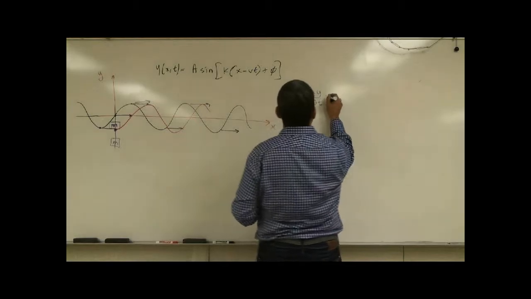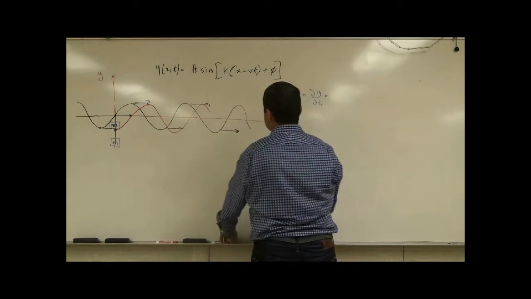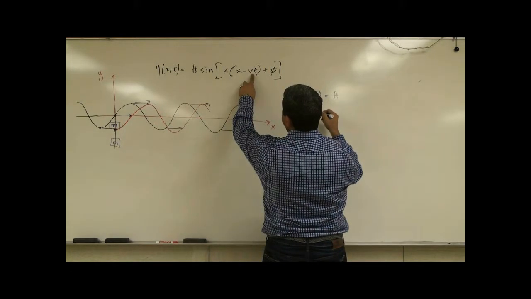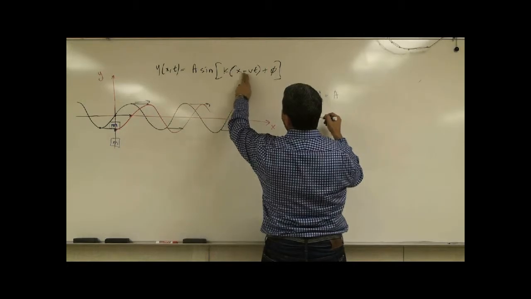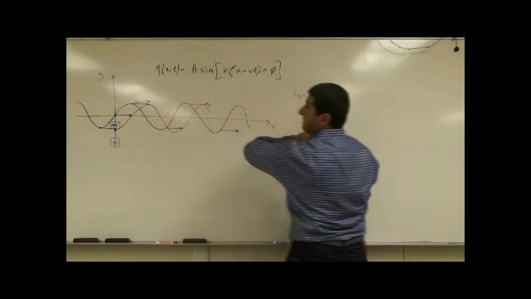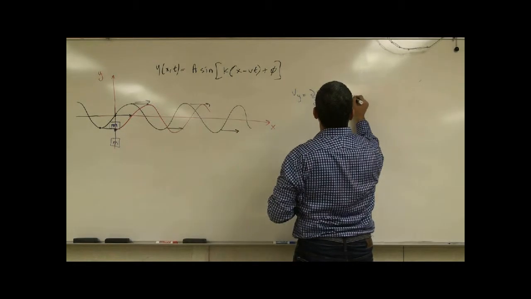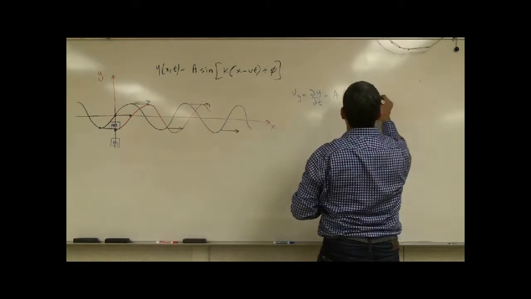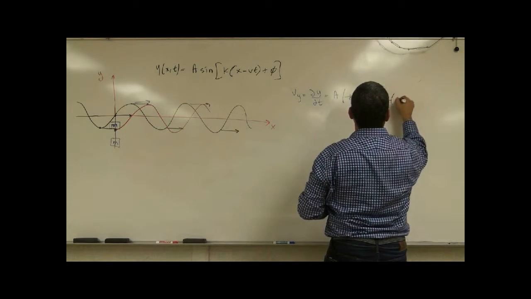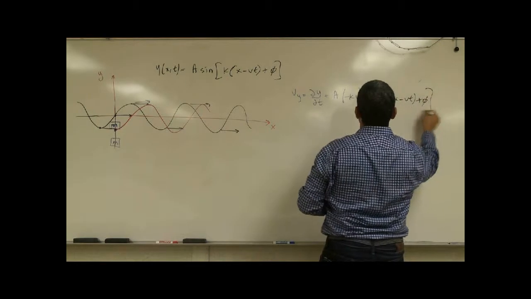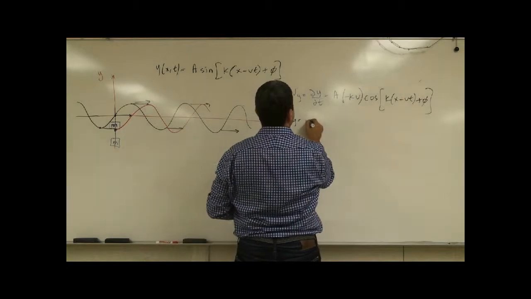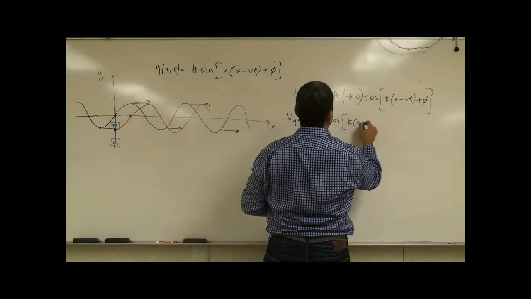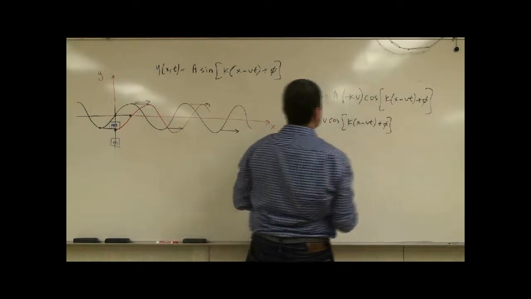So if we take the derivative with respect to t, what are we going to get? A, and then with the derivative with respect to t, this k v is going to come out, but it's going to come out as a negative. So it's going to come out negative kv, and then the derivative of sine is cosine of (kx minus vt plus phi). So v_y is negative A k v cosine(kx minus vt plus phi).